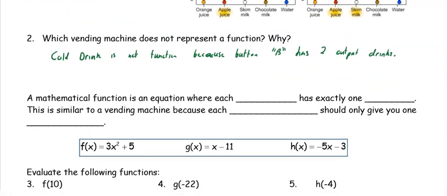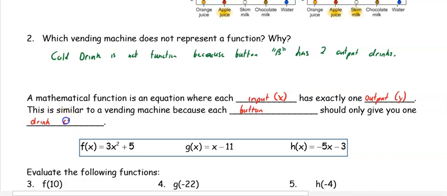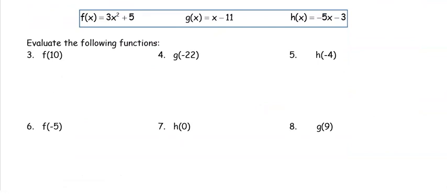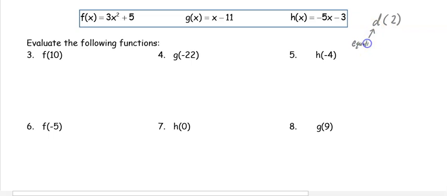So in a math function, in an equation, each input, or x, is going to have exactly one output, which is sometimes our y value. This is similar to a vending machine because each button gives you one drink choice. So let's evaluate the following functions. There's going to be a letter and then a parenthesis with a number inside it. The letter is going to tell you which equation to use, and the number is what we are going to sub in for x.